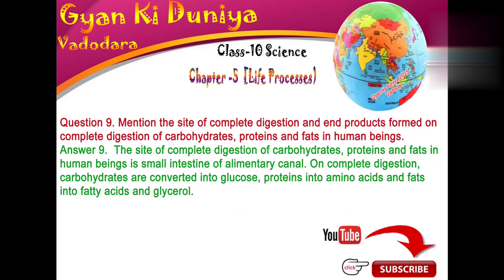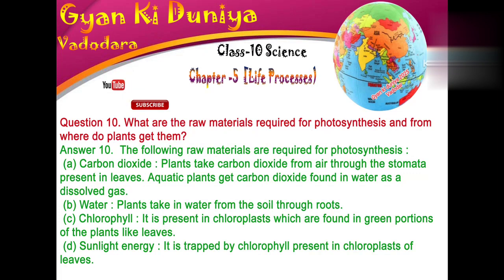Question 9. Mention the site of complete digestion and products formed on complete digestion of carbohydrates, proteins, and fats in human beings. Answer 9. The site of complete digestion of carbohydrates, proteins, and fats in human beings is the small intestine of alimentary canal. On complete digestion, carbohydrates are converted into glucose, proteins into amino acids, and fats into fatty acids and glycerol.